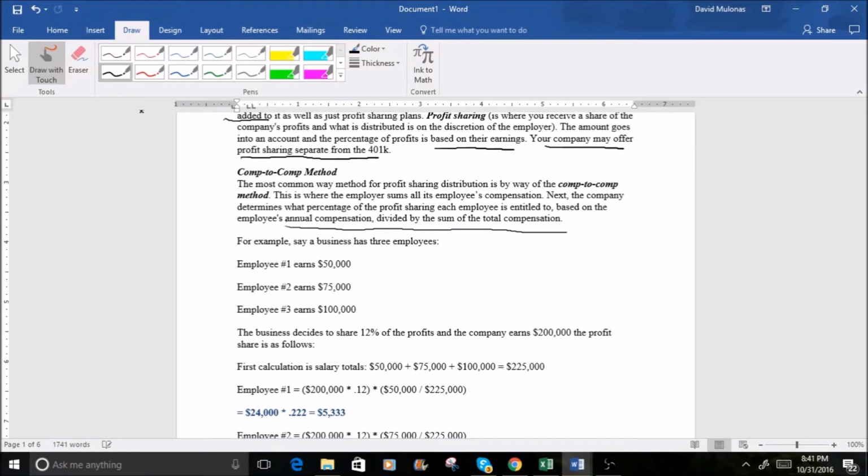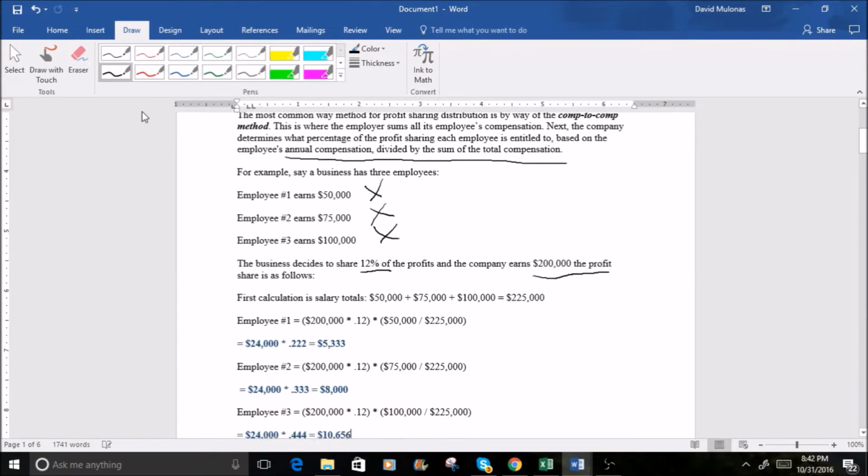So we have an example here, and we have 3 employees that work for a small company, and you can see that each one has a different salary. You have 50 grand, 75 grand, and 100 grand. Now, the business says, I'm going to give 12% of my profits back to the employee base. So we said here's 12%, and that the company earned profit of $200,000. Based upon that, we have to put in calculations.